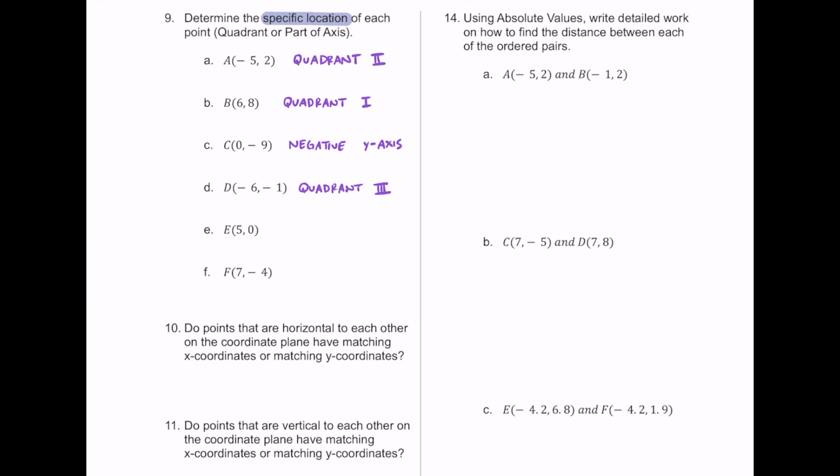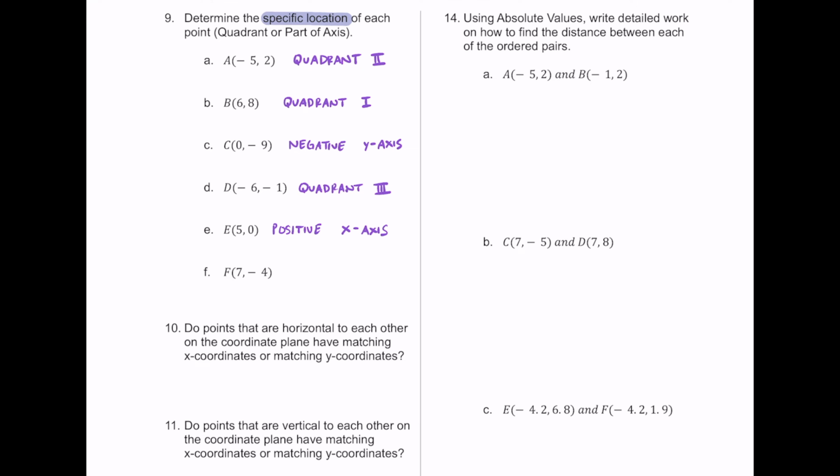For 9e, we have point E, which is 5, 0. If you start at the origin, you move 5 units to the right, then 0 units up or 0 units down, so you stay right on the x-axis. Since we move to the right of the origin, this is going to be the positive x-axis.